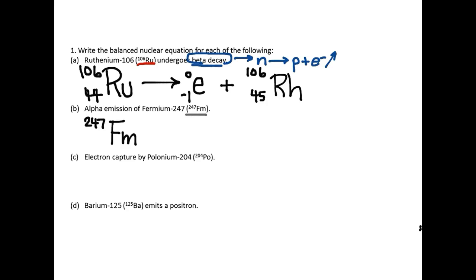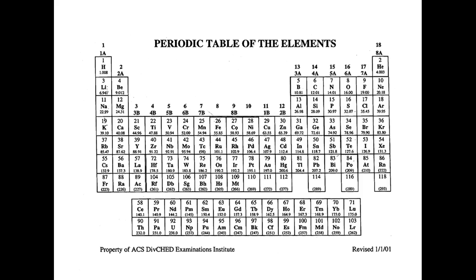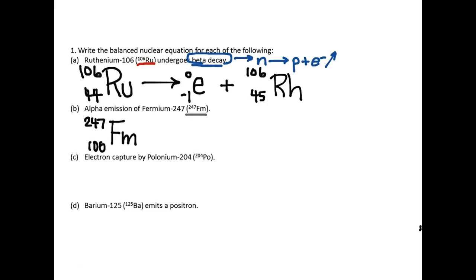Next, we're going to do alpha emission of fermium-247. We're going to write the symbol for that with the 247 in the upper left corner. And then we're going to look up the atomic number on the periodic table. Fermium is down here, so number 100. And then alpha decay, that means an alpha particle is one of the products. And that is, remember, a helium nucleus.